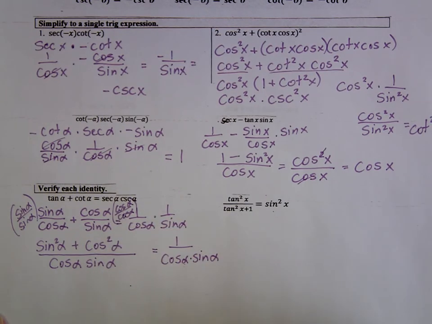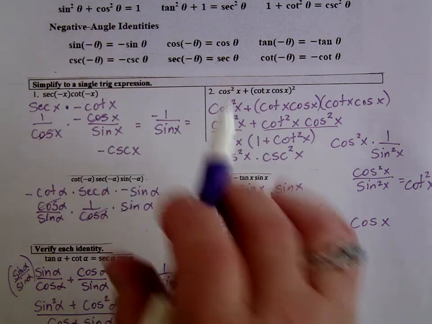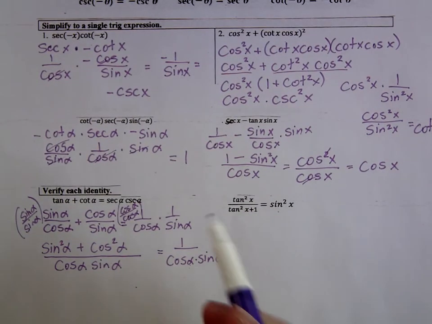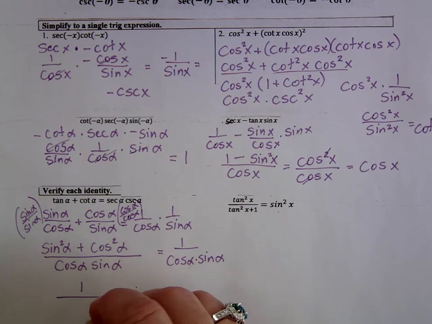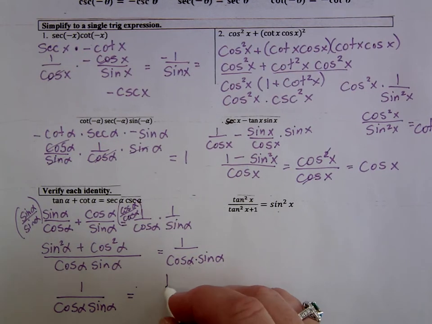And that makes me do a little happy dance, because sine squared plus cosine squared is one of my identities from up above. It equals 1. So I can replace this whole numerator with a 1, and look at where that places me. If I replace that with a 1, cosine alpha, sine of alpha is still on the bottom. It's exactly what I was trying to verify. So I'm done.